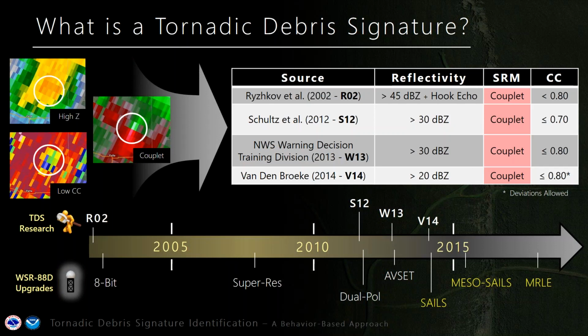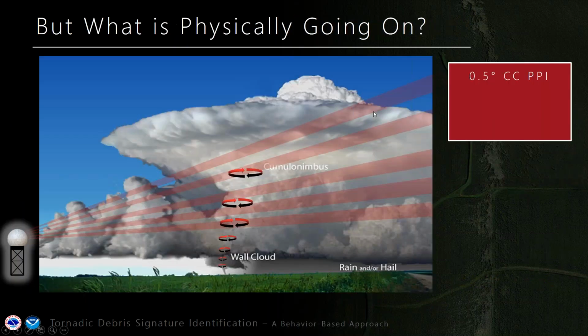And if you look at a timeline of 88D upgrades versus the TDS research I mentioned above, and this is not an inclusive research study, I know there's been more, but these are the big ones, notice that a lot of them took place prior to the advent of SAILS, MESO-SAILS, and MRLE. So suddenly, we're looking at a whole different data set when it comes to radar data than these studies had access to. So maybe the need is to look again, with these higher temporal data sets, is there a need to change what we call a TDS. Sorry, my mind's still on the storm survey talk.